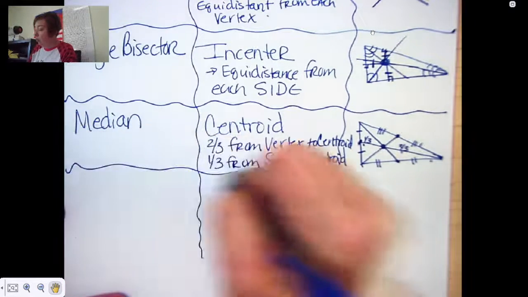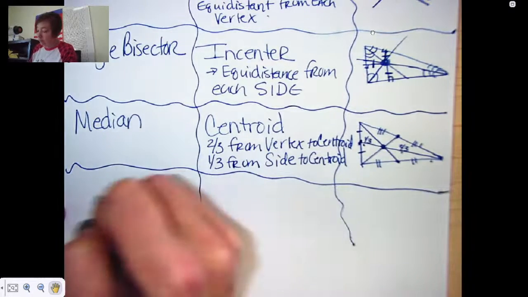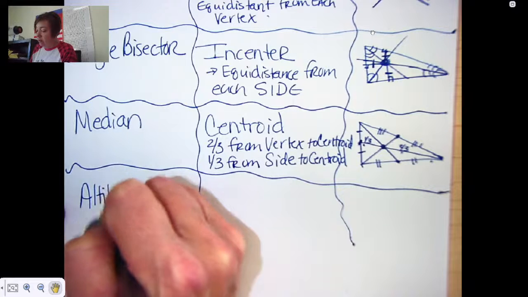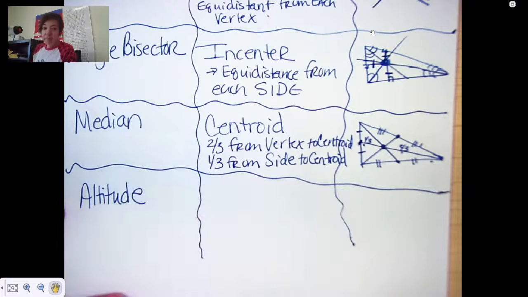All right, we got one more. And you've heard this word before also. Not attitude, but instead altitude. Now, what does altitude mean just in general? Height. It's the same thing here, basically.